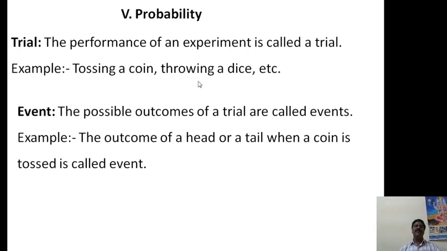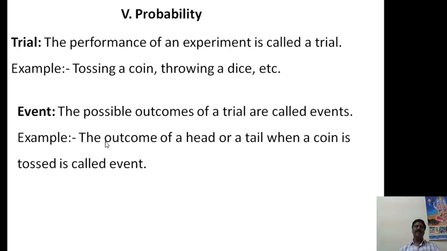And a dice has six sides, therefore throwing a dice is a trial. Again, distribution of playing cards among the players is called a trial. Therefore, performance of the experiment is called a trial.